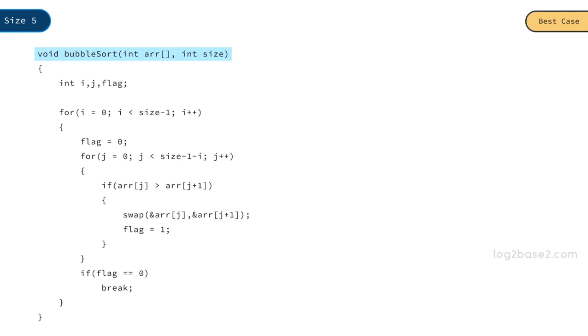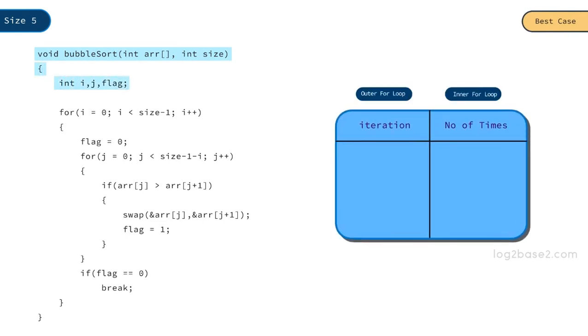Let us see the best case first. The best case will be when the array elements are already sorted. And for the outer loop, when i equal to 0, the inner loop will have 4 iterations. That is, for j equal to 0 to size minus 1 minus i. That is, 5 minus 1 minus 0, which is 4. And each time, this if will be checked. That is, 4 times it will be checked.